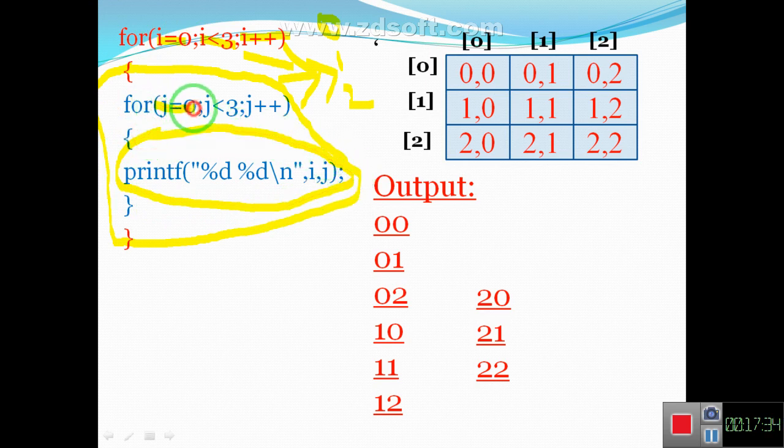So initially j equals 0, so the printf prints i and j: the i value is 0 and the j value is 0. Again it is incrementing, j plus plus, so that means it is 1. j less than 3, the condition is true. Again it is executing 0, 1: the i value is not changing and the j value is changed to 1. Similarly, the i value is not changing and the j value is 2. After that j is incremented to 3, but the condition fails.